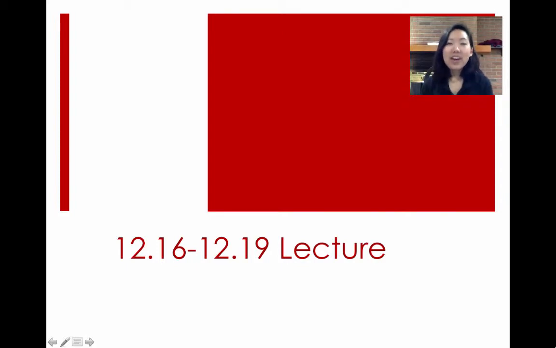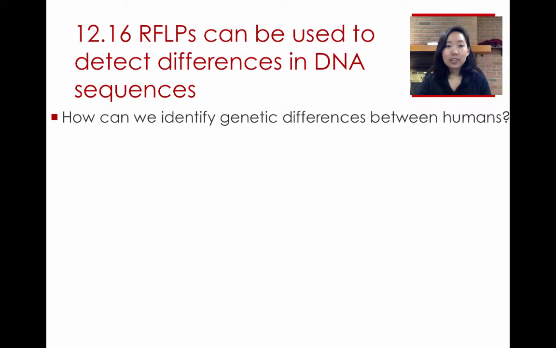Hi everyone. We're going to be wrapping up the very end of chapter 12, which is on finishing up the different applications for DNA technology. Okay, so the question is, how can we identify genetic differences between human beings? Clearly, all of our genomes are different from each other, and that's what makes us different people. But how can we see that genetically?